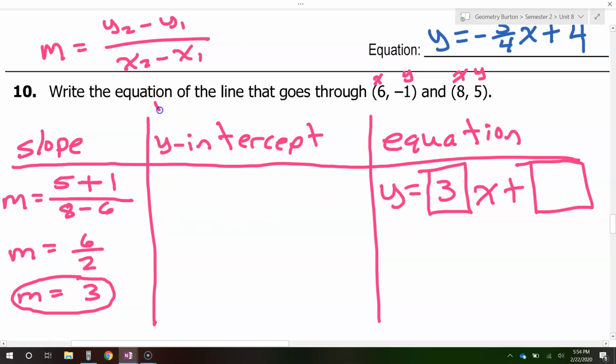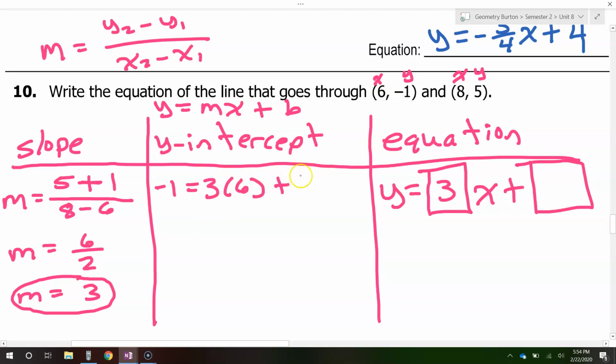Time for the y-intercept. Remember, we are thinking y equals mx plus b. We just need to fill in y, m, and x. So just pick any of these points. Doesn't matter which. I think I'm going to use the first one. So the y value is negative 1. So I will have negative 1 equals. The m is 3 that we just found. The x is 6.